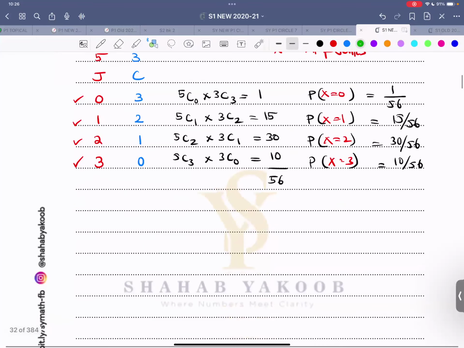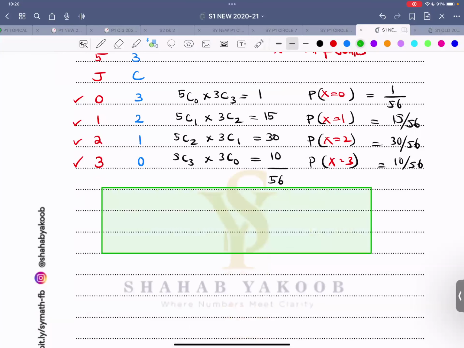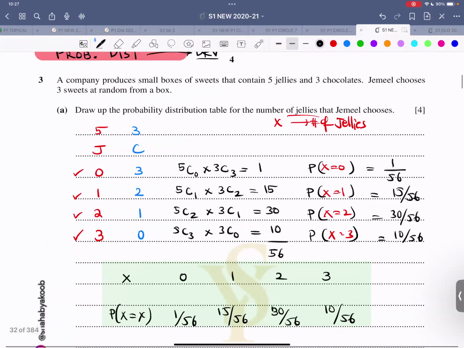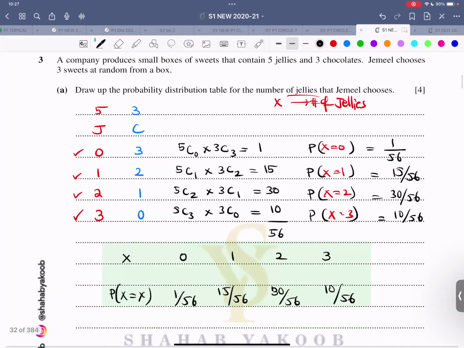So let me just draw a box like this. And let me write over here x. Let me write over here probability x is equal to x. So this is 0, this is 1, this is 2, this is 3. That is 1 over 56, 15 over 56, 30 over 56, and this is 10 over 56. That's how the table is formed. So that is question 3, part A.